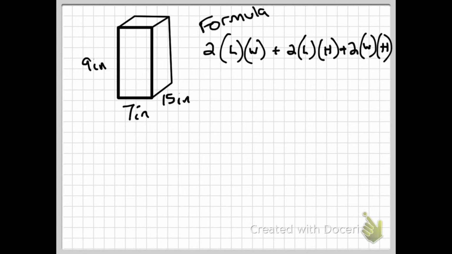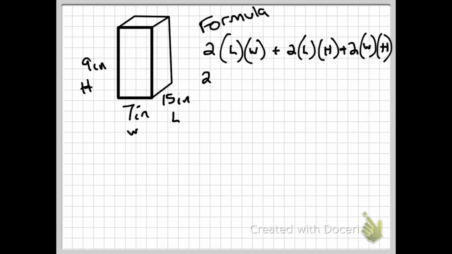All right, so what we have here is our formula for the surface area of a rectangular prism. So we're going to designate this as our width. We'll designate this as our length, the 15, and this is our height. So it doesn't really matter what you designate as what, because commutative property says you can switch it up.